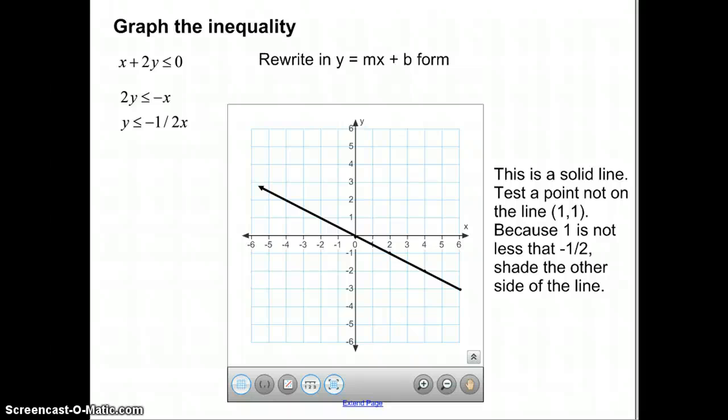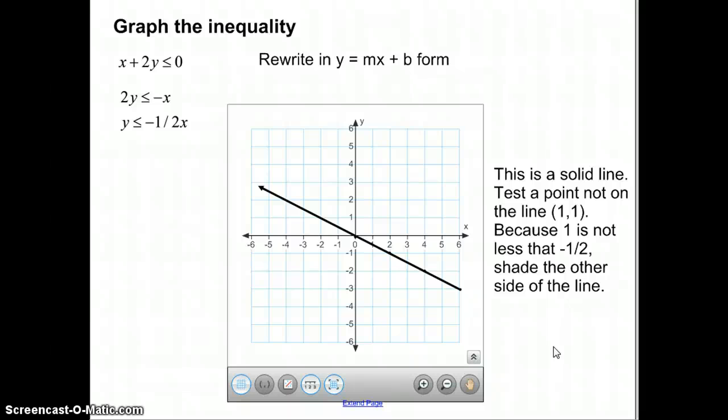Okay, so you see that there's no y-intercept, so we're going to cross the origin. And the slope is -1/2, so I came down 1 and over 2 and down 1 and over 2. So I have this line that's going from the second quadrant down to the fourth quadrant. It's a solid line because I had a less than or equal to there. I'm going to test a point that's not on the line.